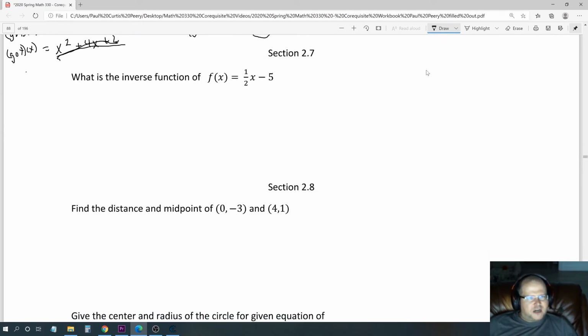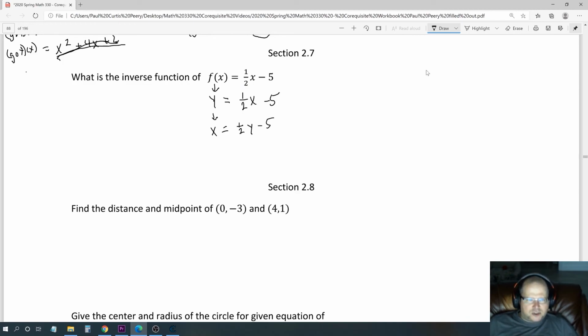What is the inverse function of f of x is equal to 1/2 x minus 5? Okay, so let's come up with the inverse function. First, I'm going to replace the f of x with a y and rewrite it. Next, I'm going to switch the x and the y, so the y turns into an x, and the x turns into a y.